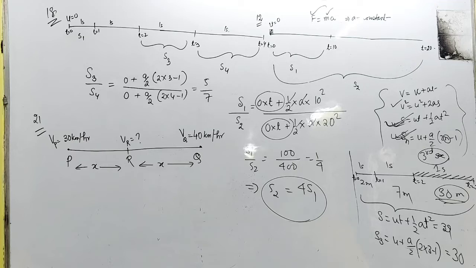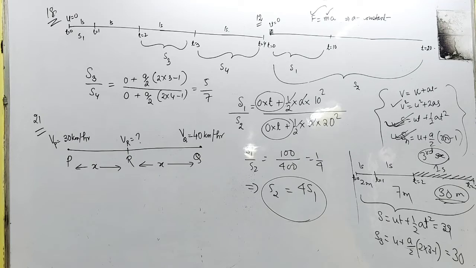A car is moving along a straight road with a uniform acceleration. That means acceleration remains constant. Whenever acceleration is constant we can use either of these four formulas. We can use one of these formulas.